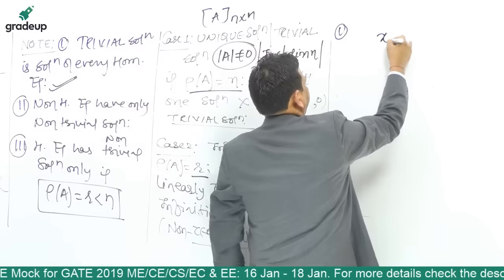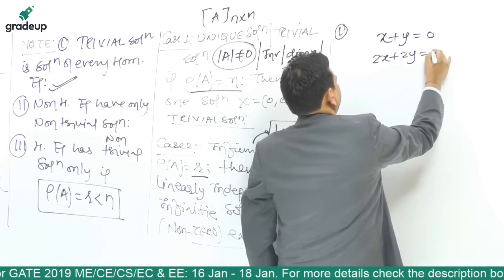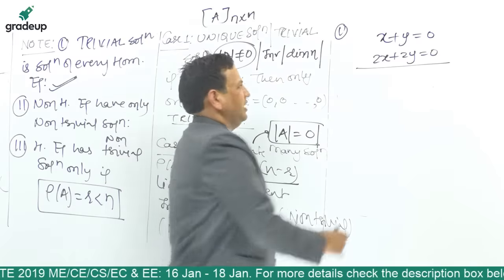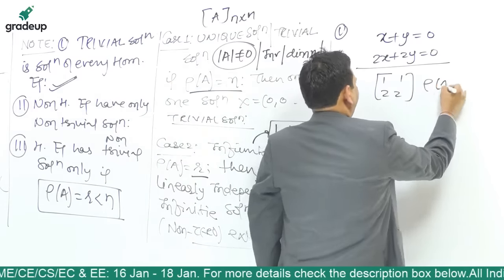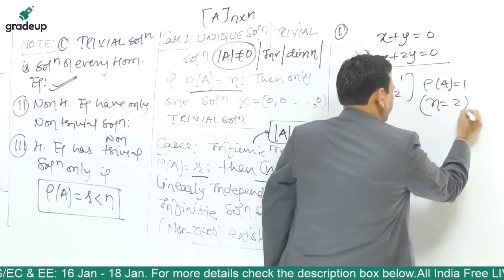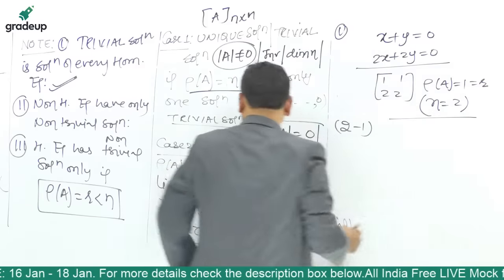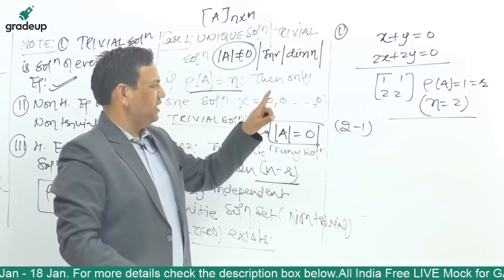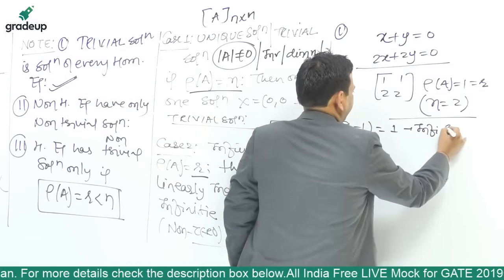Let's see, I am saying x plus y is equal to 0, 2x plus 2y is equal to 0. Now what is A? A is [1, 1; 2, 2]. What is the rank of A? 1. Number of variables? 2. Now I am saying 2 minus 1, because this is nothing but n minus r. So this is the infinite solution set.